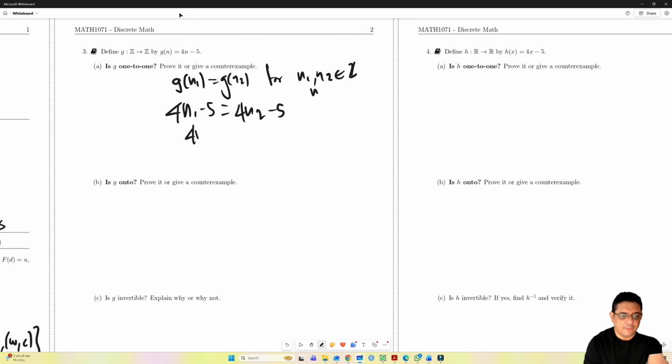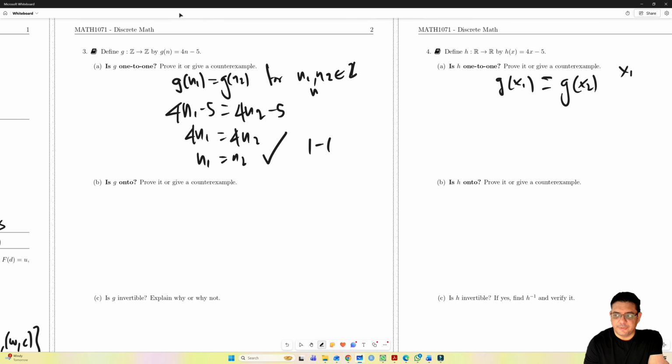And that means 4n1 is equal to 4n2, and then n1 is equal to n2. With this, I can conclude that it is one-to-one. The same proof applies for h. It's just that now x belongs to the real numbers. x1, x2 belong to R. And so we're going to have that 4x1 minus 5 is equal to 4x2 minus 5, and I'm going to arrive at x1 is equal to x2.